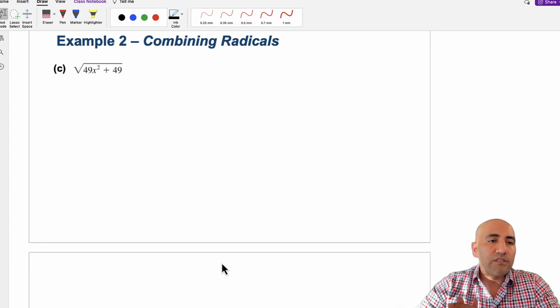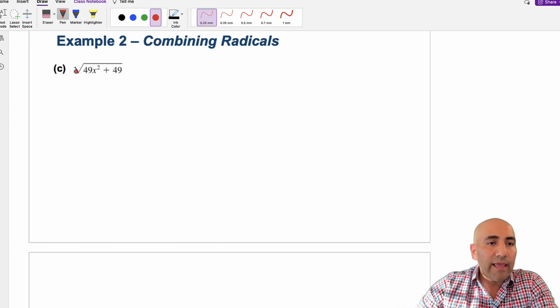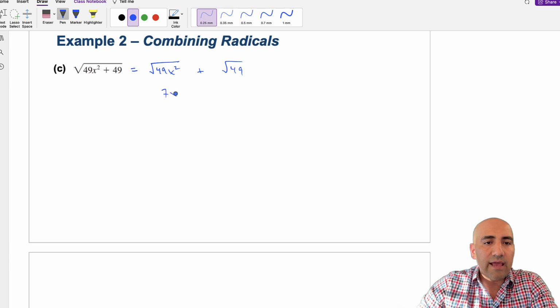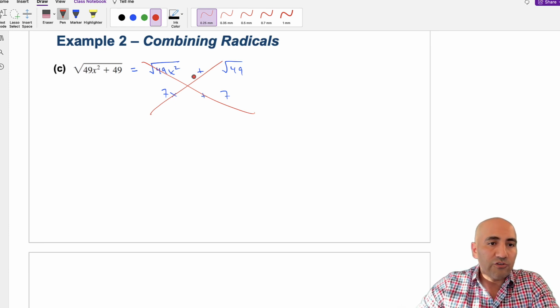Okay, another example. The square root of 49x squared plus 49. Remember that we do not have a property that lets us separate a radical when there's an addition or a subtraction. A very common mistake is for people to think that this is equal to the square root of 49x squared plus the square root of 49. So they go, okay, well, this is just going to be 7x plus 7. And that's not true because this is not allowed. We cannot separate by an addition or subtraction this way. We only know we can do that when there's multiplication.